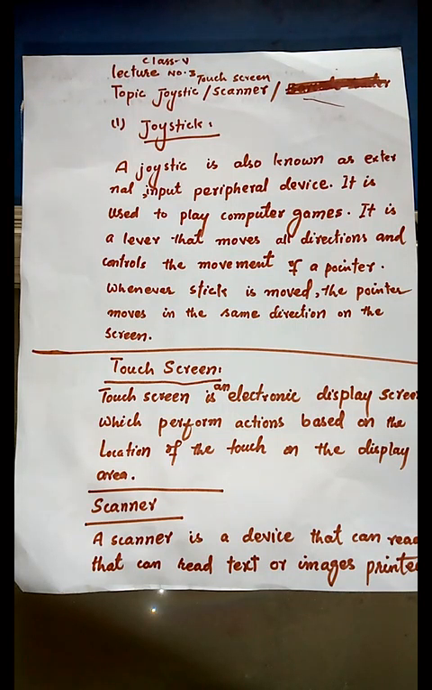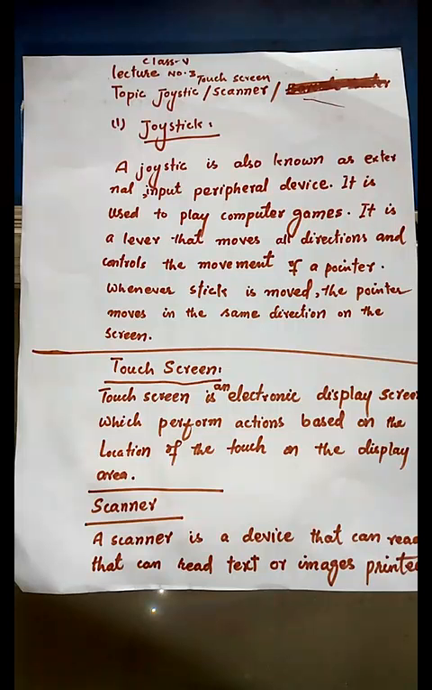A joystick is also known as an external input peripheral device. It is used to play games. It is a lever that moves in all directions and controls the movement of a pointer. Whenever the stick is moved, the pointer moves in the same direction on the screen.